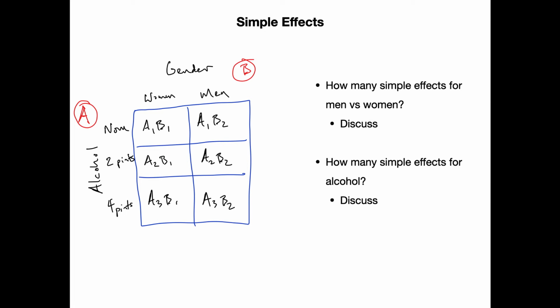So over here on the left, I've got our design. We've got our A and our B factor, the levels of alcohol, the levels of gender, and each of the cells written out here. I want you to think about how many simple effects, based on the definition that we just had, there are going to be for men versus women, and how many simple effects there are going to be for the different levels of alcohol. So go ahead and pause the video and think about that for a minute. I'm just looking for a number. How many of each of these is there going to be?